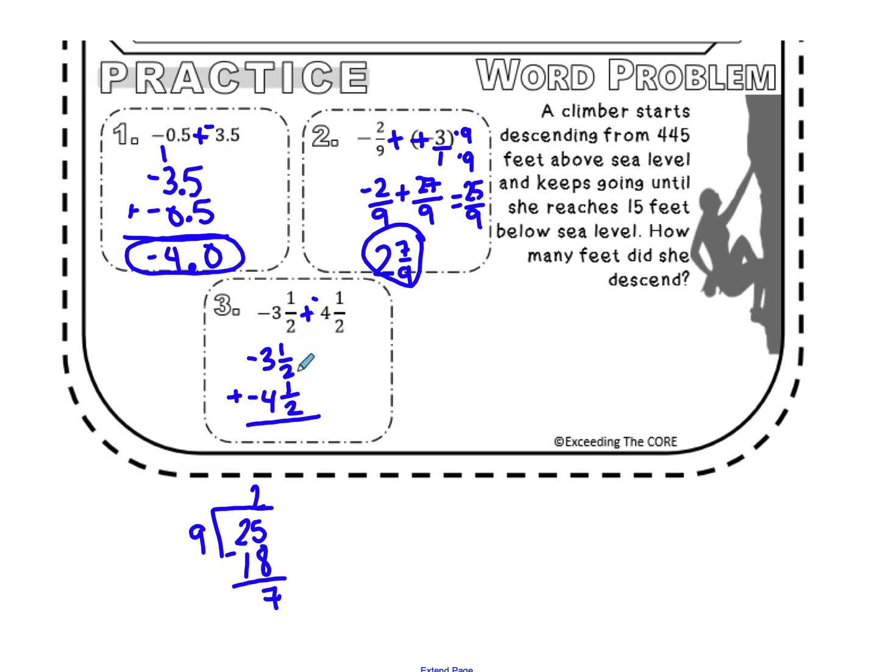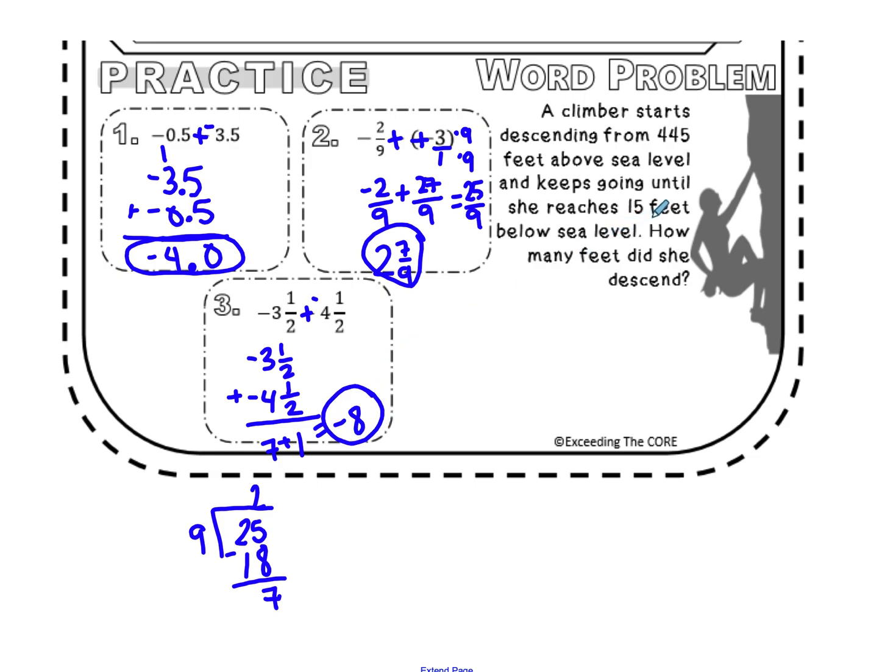All right. 1/2 plus 1/2 is 1 whole. 3 plus 4 is 7. Got to put those parts together. 7 plus 1 is 8. My numbers were negative, so my answer is going to be negative. Negative 8 is my answer for number 3.